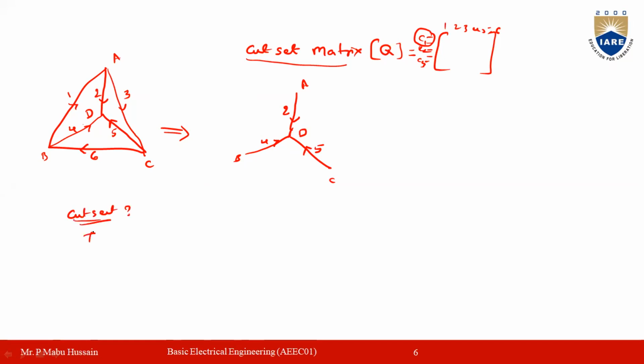Now in this tree, if you remove one branch, suppose if you remove this second branch, then what you will get? If you remove the second branch, then this graph is divided into two parts, right? This is one part and this is another part after removing. Okay.